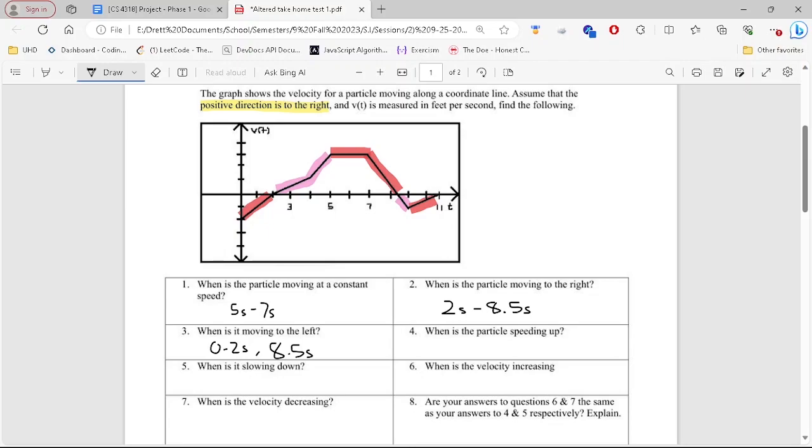So what about this one? Okay, so you are standing still right here. You are standing still right at this point at t equals 8.5 seconds. You're standing still, and then all of a sudden you start walking backwards. Negative 1 feet per second.